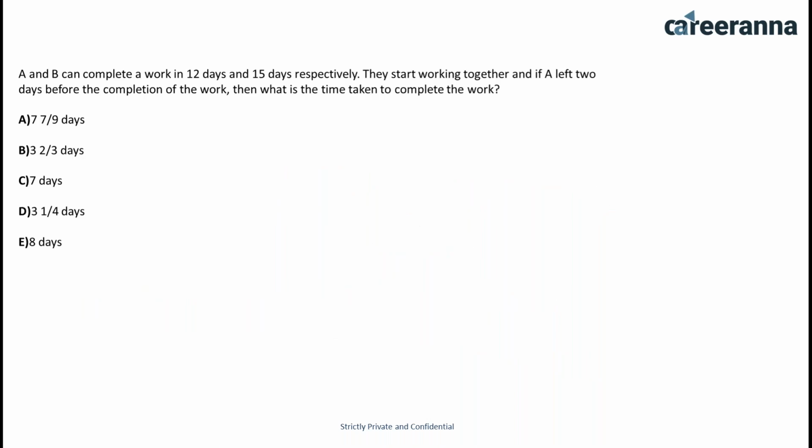A and B can complete a work in 12 days and 15 days respectively. They start working together, and if A left 2 days before the completion of the work, then what is the time taken to complete the work? In this question, A's work is given, completing in 12 days, and B's work is given, in 15 days. They start working together and A leaves 2 days before the completion of the work. Now you have to find out the time taken to complete the work.